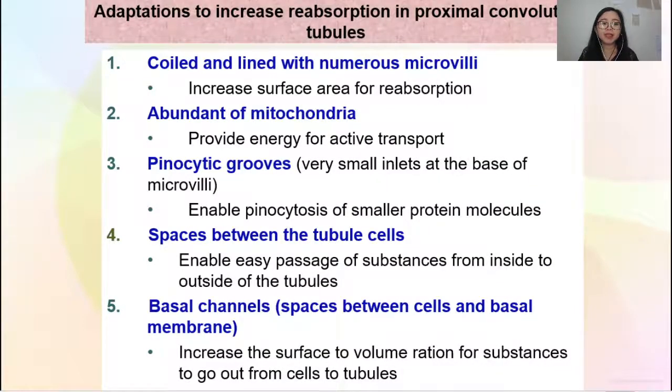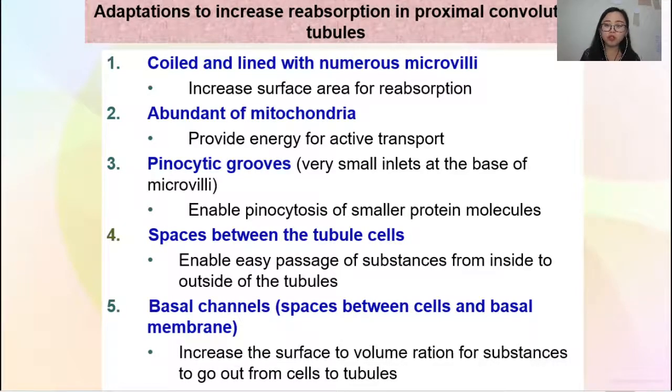Okay. There are adaptations to increase reabsorption in proximal convoluted tubules. Proximal convoluted tubule, which is the bahagian depan-depan tu, dia ada beberapa ciri-ciri yang membolehkan dia sangat efisien untuk reabsorb bahan-bahan ini. So the first is that the proximal convoluted tubule is very coiled, dia berbelit-belit, and it is lined with numerous microvilli. So it has increased surface area for reabsorption.